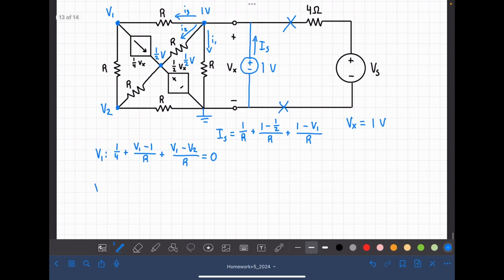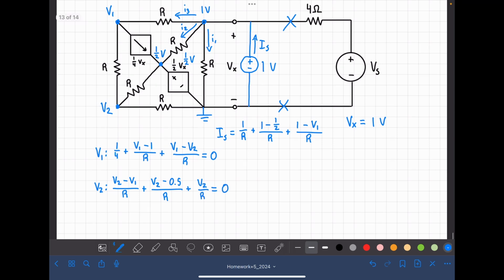Okay, now for our V2 equation, I'll go here: V2 minus V1 over R, plus V2 minus a half over R, plus V2 minus 0. So V2 over R. All that equals 0.